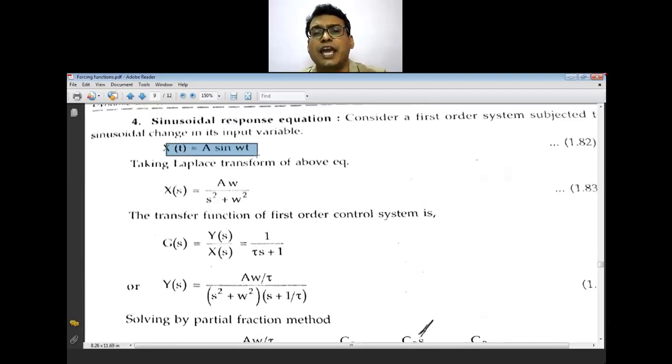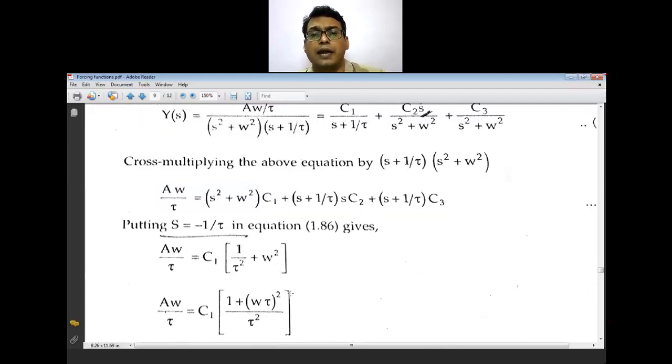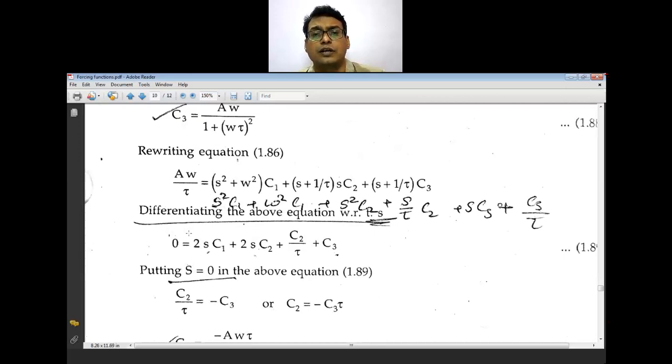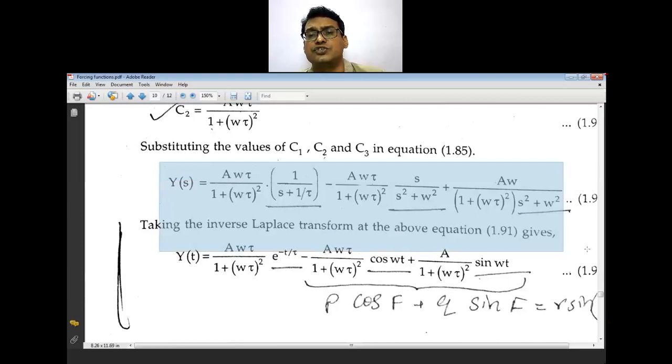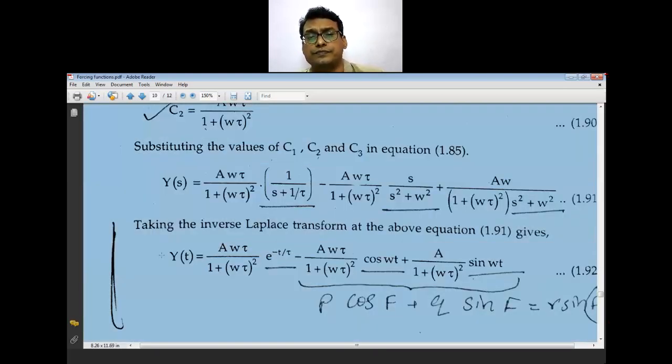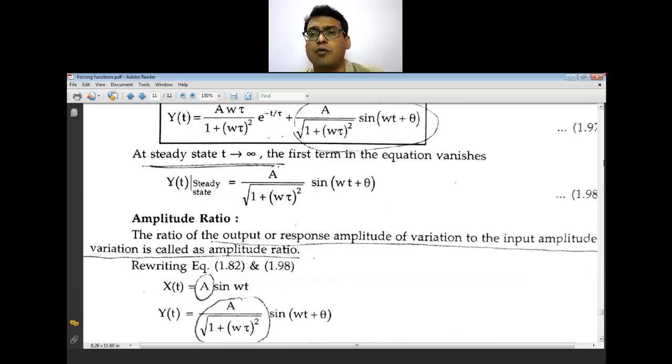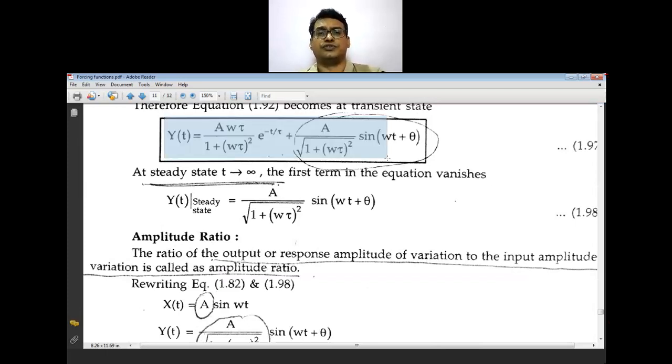Taking the Laplace transform of this, X(s) is A omega upon s square plus omega square. Substituting this in the transfer function for the first order system, Y(s) upon X(s) equal to 1 upon tau s plus 1, and doing the simplification by the partial fraction method, cross multiplying and substituting the value of s equal to minus 1 upon tau, calculate the values of c1, c2 and c3, and finally you will get the equation Y(s) as this, and y(t) equals this. Again this can be simplified to the final form.